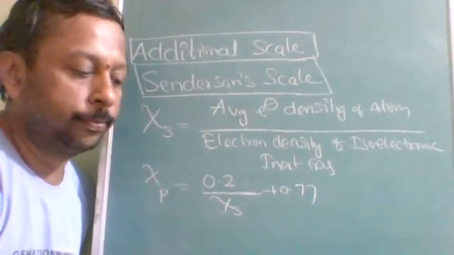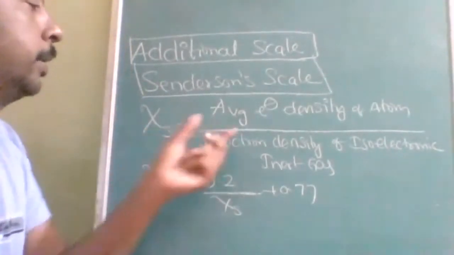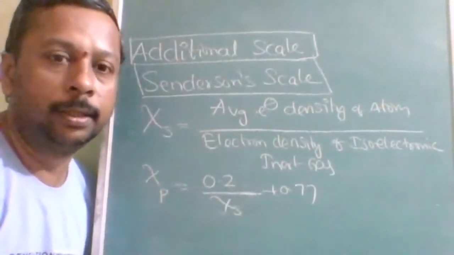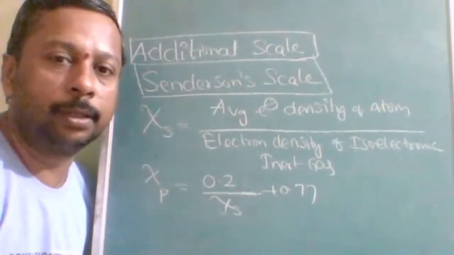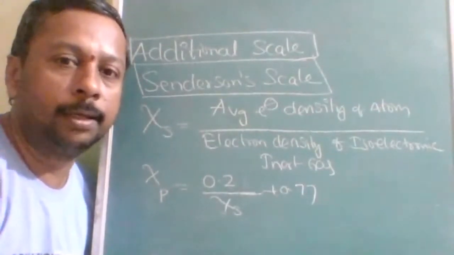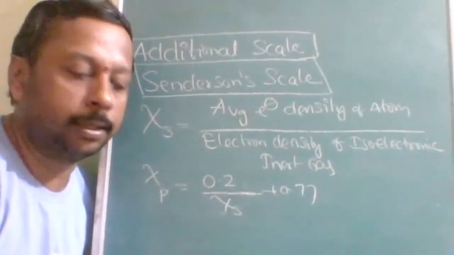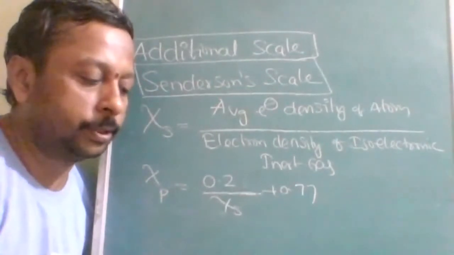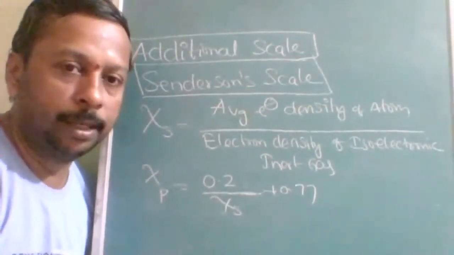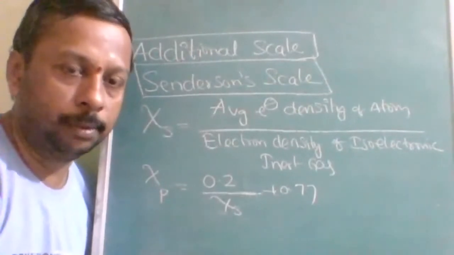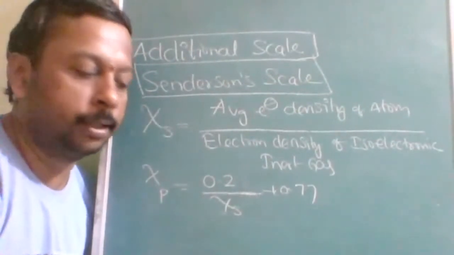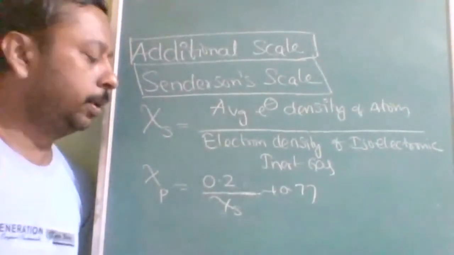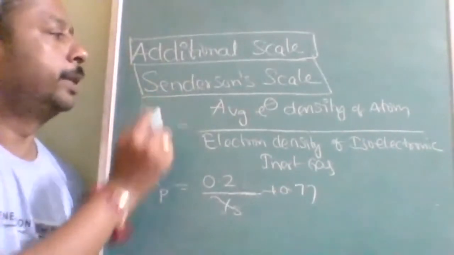The Sanderson scale takes into account the electron density of an atom. Sanderson electronegativity depends on the electron density of an atom divided by the electron density in the isoelectronic inert gas. Suppose Cl minus: Cl minus is isoelectronic with argon. Argon's electron density is in the denominator and Cl minus electron density in the numerator. Then you can find out the Sanderson scale.